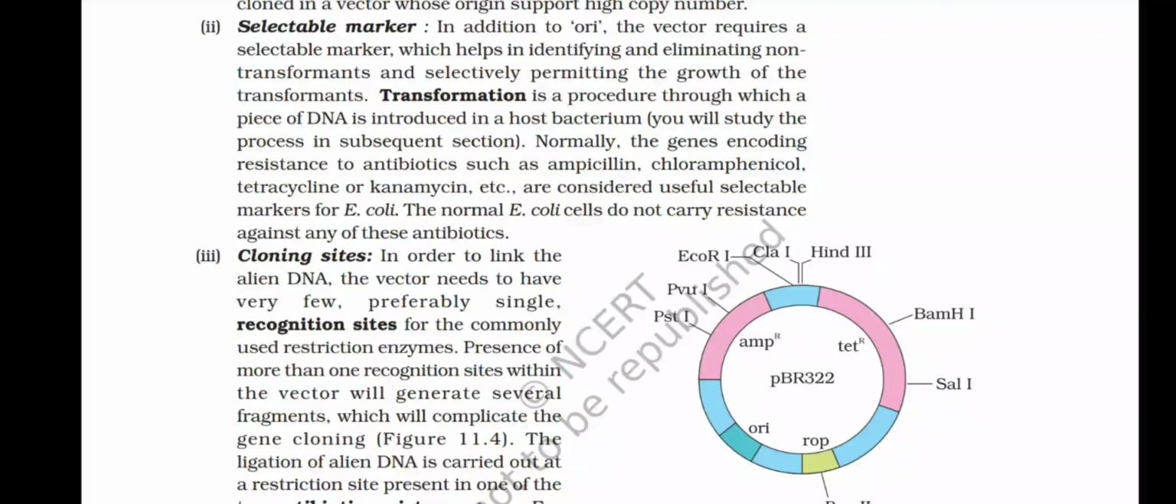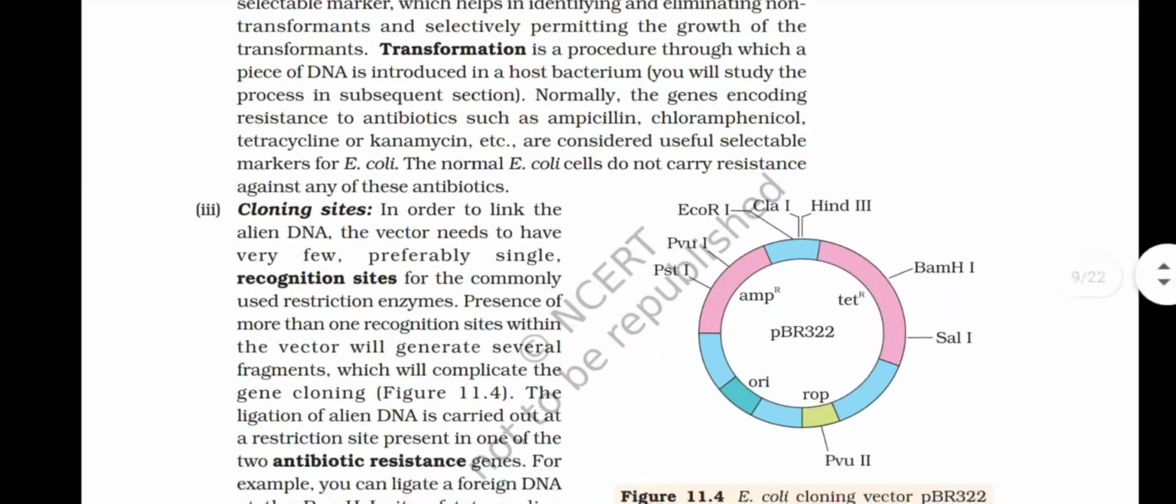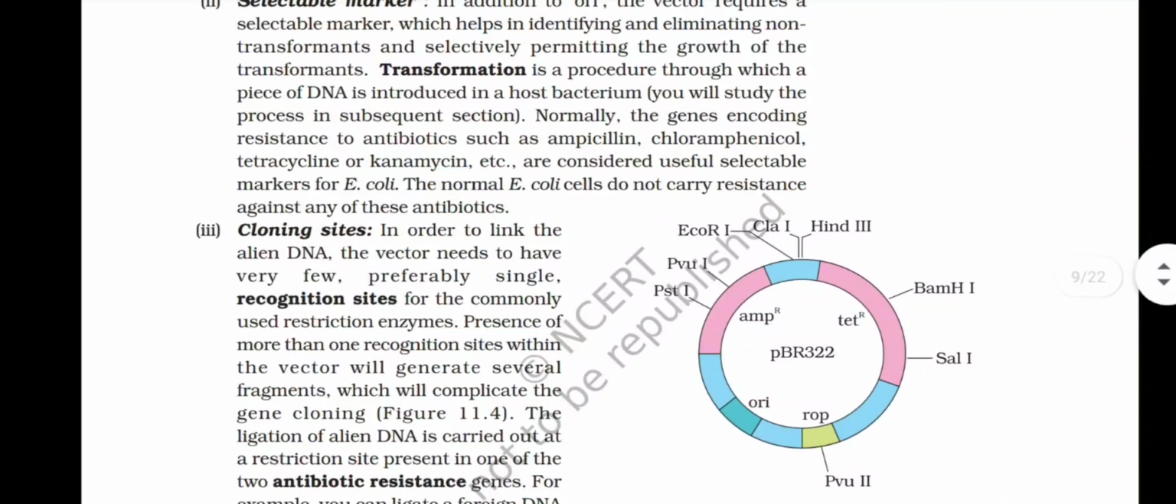As we know, this is a very delicate process, so there are chances of errors. If there are chances of errors, all we need to do is to get extra. If we need 20 of it, we take 100, so that 80 would be wasted and 20 we can use. Transformation is a procedure through which a piece of DNA is introduced into a host bacterium. You will study the process in a subsequent section.